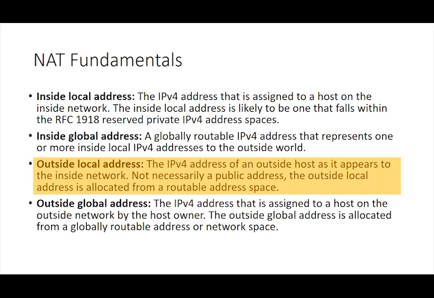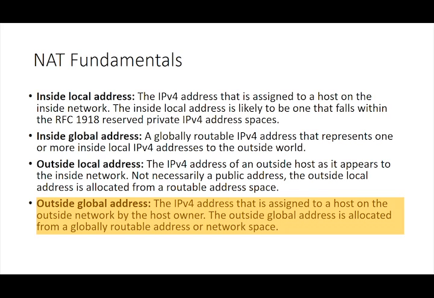The outside local address is allocated from a routable address space. And finally, the outside global address is the IPv4 address that is assigned to a host on the outside network by the host owner. The outside global address is allocated from a globally routable address or network space.